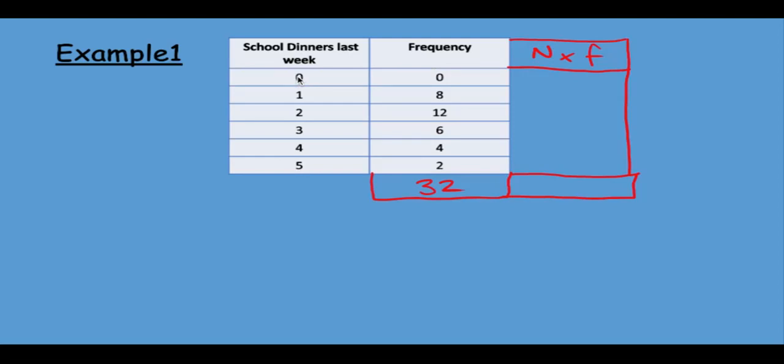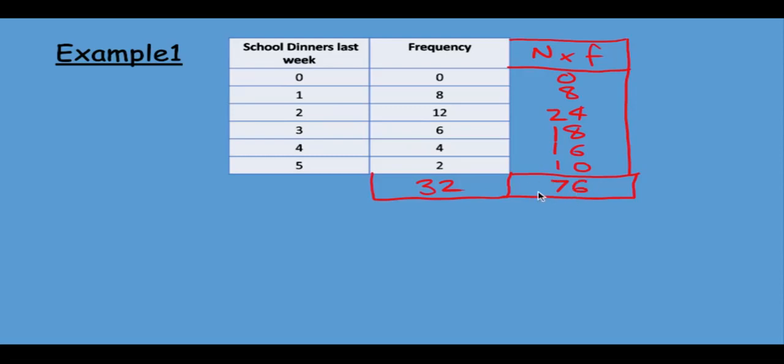So 0 times 0 is obviously 0. So we got 8 people had 1 school dinner last week. So that represents 8 dinners. So 2 times 12, 24. 3 times 6, 18. 4 times 4, 16. And then 5 times 2 is 10. And then we add up this column now. So I've got 8 plus 24 plus 18 plus 16 plus 10. So we've got 76 here.